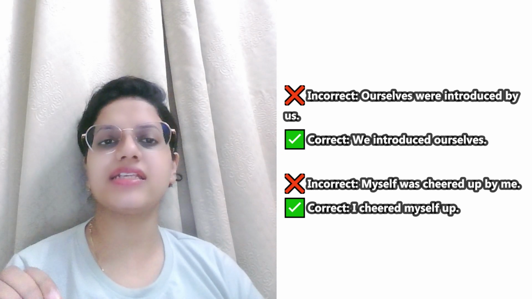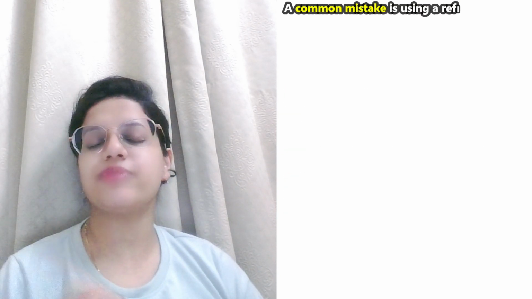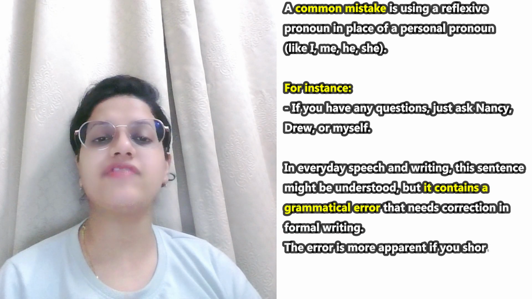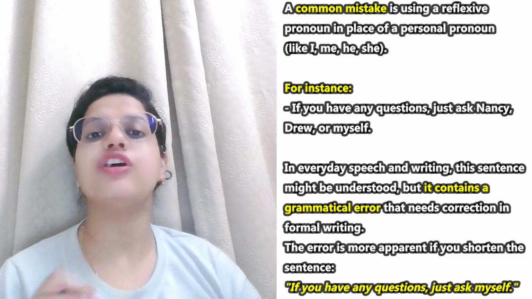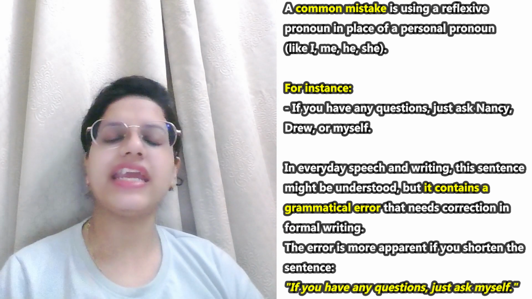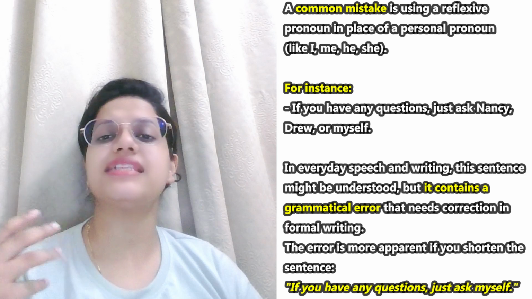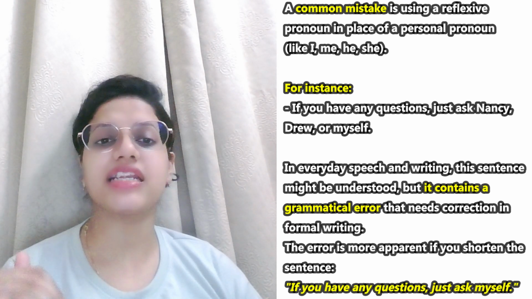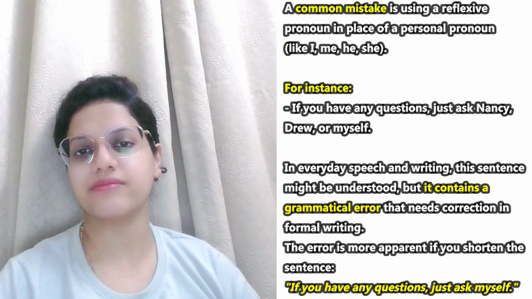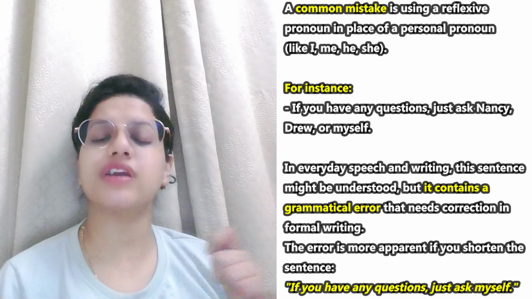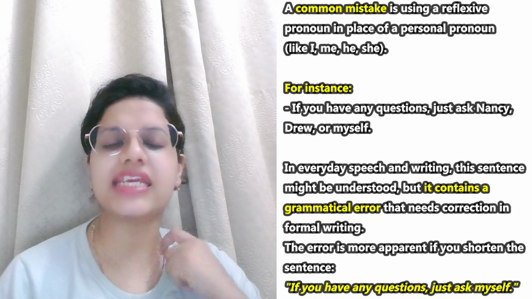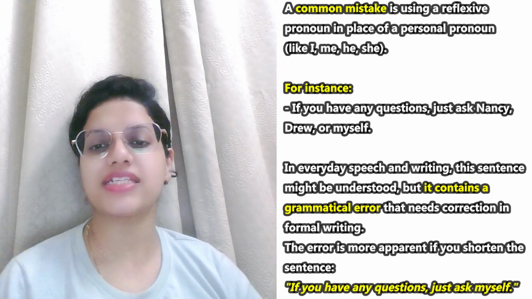A common mistake is using a reflexive pronoun in place of a personal pronoun like I, me, he, she. If you have any questions, just ask Nancy, Drew, or myself. In everyday speech and writing, the sentence might be understood, but it contains a grammatical error that needs correction in formal writing. The error is more apparent if you shorten the sentence. This common mistake is less problematic in casual context but should be avoided in formal writing.